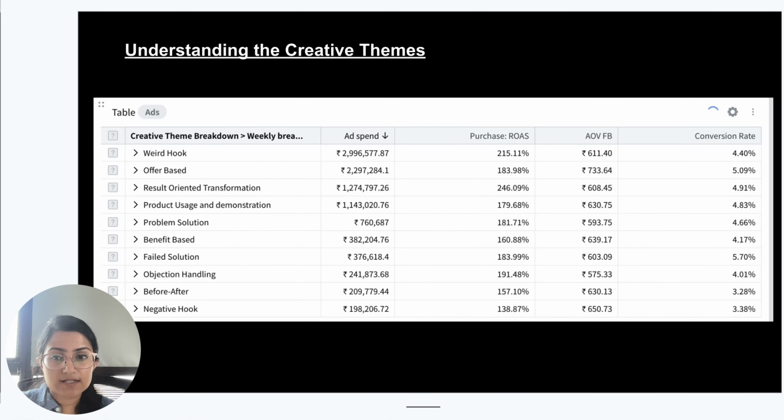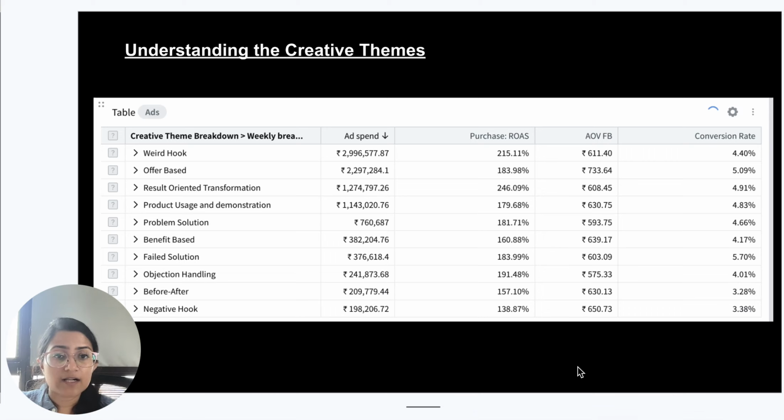The next is understanding the creative themes. When you're working on accounts, suppose you are at scale and you are delivering a very high number of creatives, you need to have a look at the creative themes. Which particular creative themes are working well on the account? Identify creative themes which have high conversion rates, higher ROAS, but maybe have not got better spends.